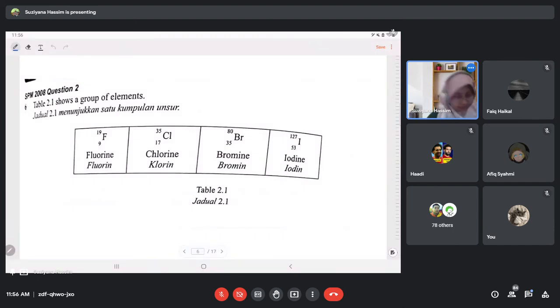Sekejap. Teacher betulkan kedudukan teacher sekejap. Sebab kan selalu bagi ceramah berdiri kan. Bila bersemuka boleh goyang-goyang, boleh gerak-gerak kan. Bila duduk ni kena betulkan pinggang. Okay. Allahu Akbar. Okay.